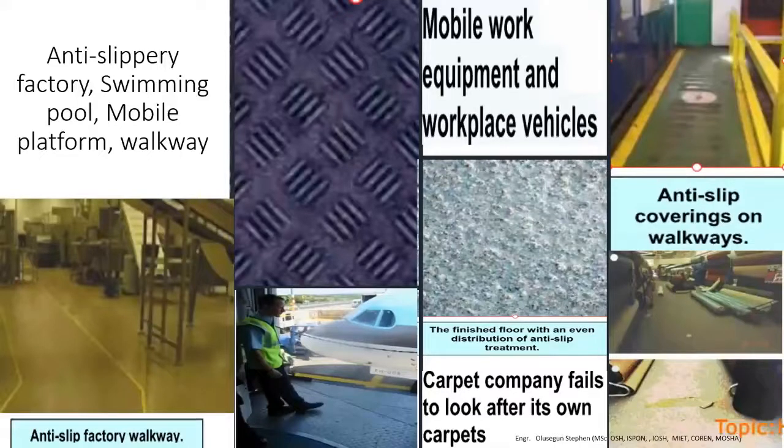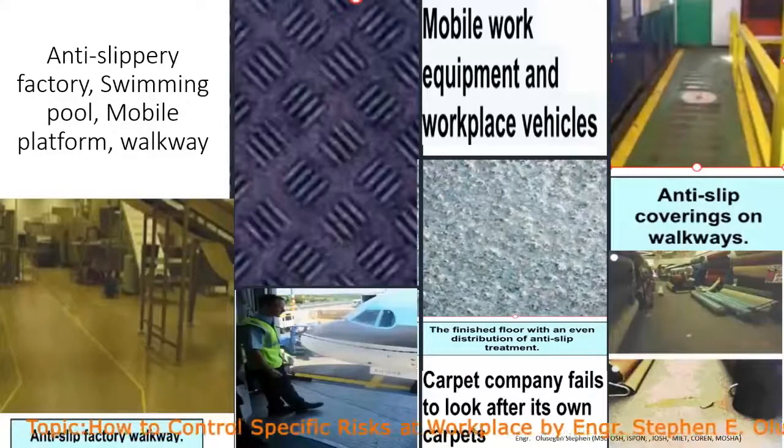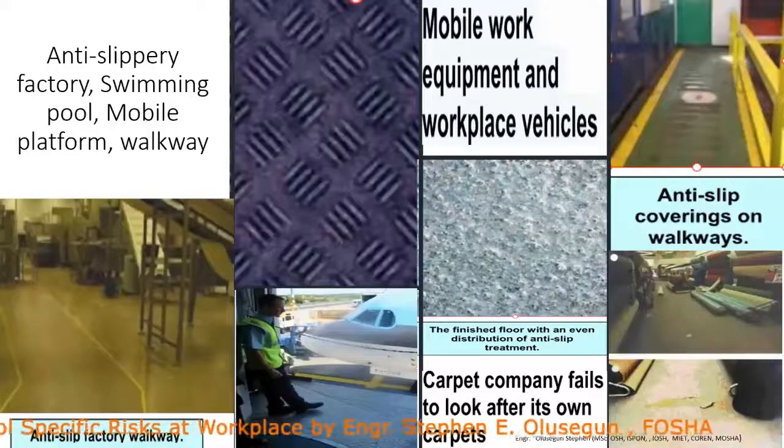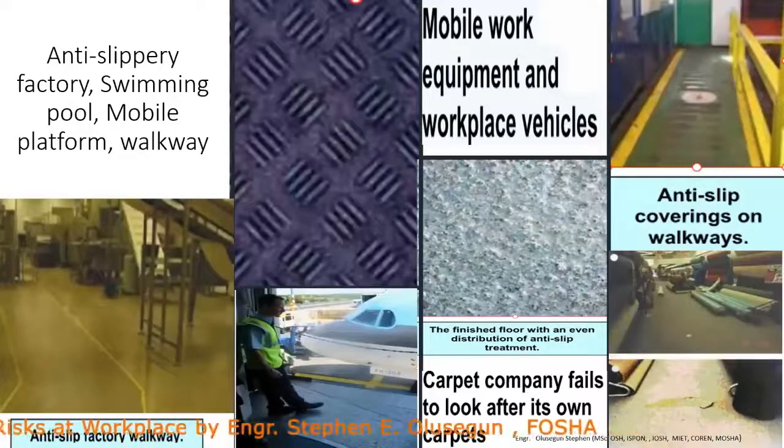Now, by the time you go to all this particular area, there's a tendency the person might slip. And so when you are designing a factory or designing the walkway, you are designing the workplace, all this arrangement has to be made to keep people safe. And then you see this particular one, this is mobile work equipment, and most of this equipment you can find all over the places.